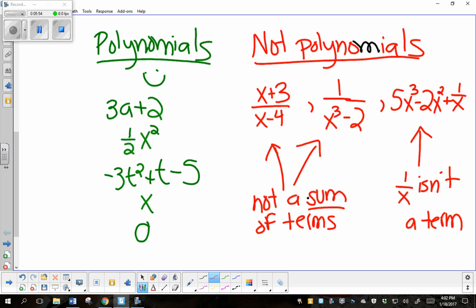So the first kind of example we're going to do is I'm going to write a polynomial on the board, and you're going to have to tell me what the terms are. So I'm going to go to the next page here. Pause if you need to.